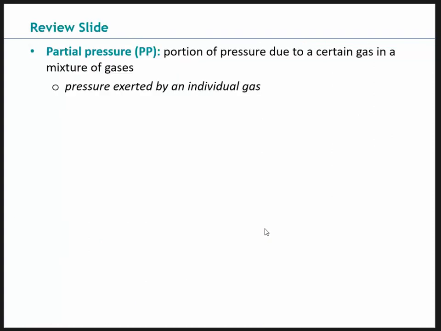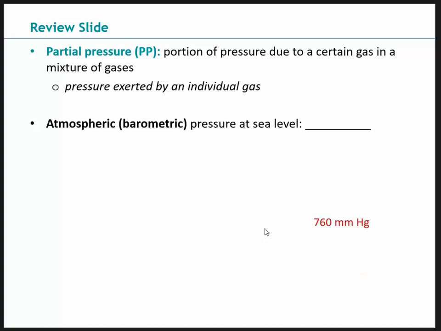All right, so let's do a quick review slide before we move on to the next part. So again, we have our definition of partial pressure. The portion of pressure due to a certain gas in a mixture. Another way to explain it, pressure exerted by an individual gas. Atmospheric pressure, also called barometric pressure. This is the weight of the air at sea level, which is what? 760 millimeters of mercury.